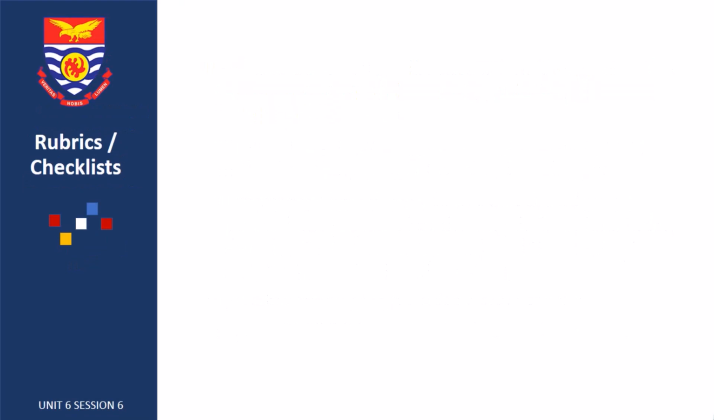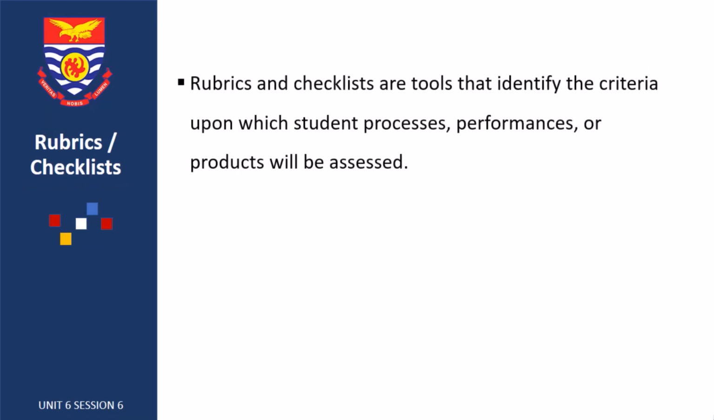Again, we can also use checklists or rubrics. Rubrics and checklists are tools that identify the criteria upon which student processes, performances or products will be assessed. So whenever we are developing a checklist, and if it is creativity, or motivation, or attitude, we are able to develop the various criteria that bring out the attitude of learners, and all these items are summarized on the checklist or the rubric, and it helps us to assess the attitude of the learners.